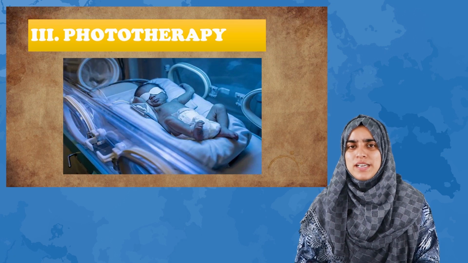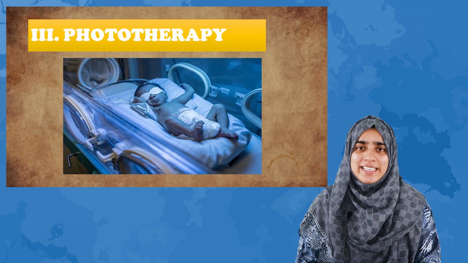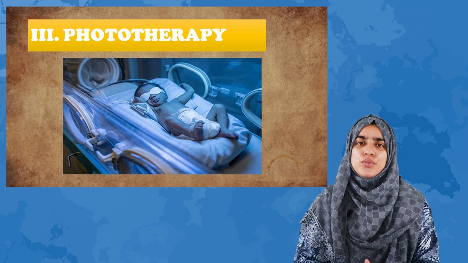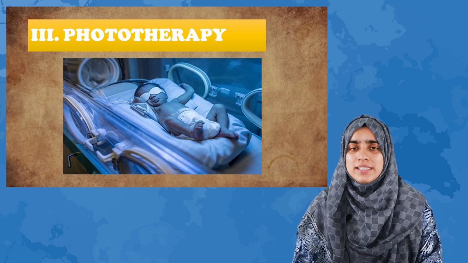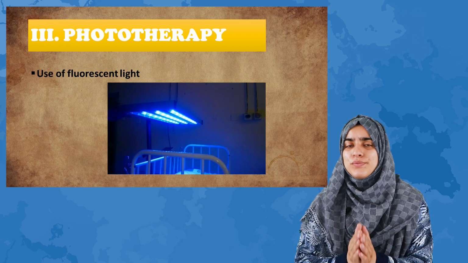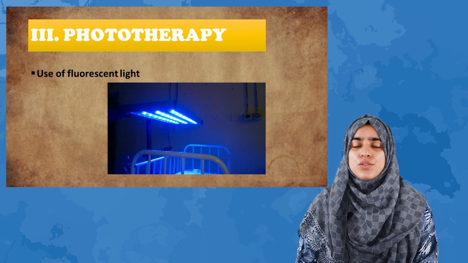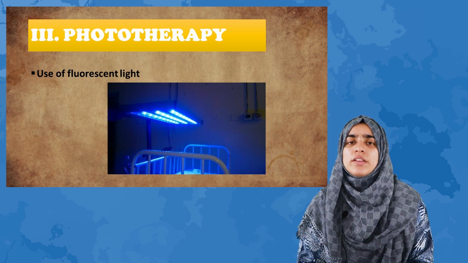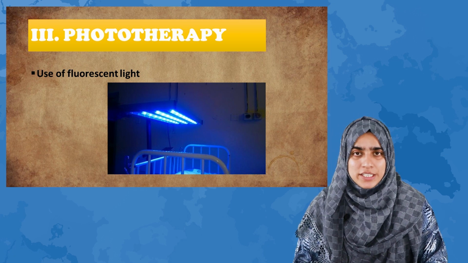Then the last part which comes under this management is the phototherapy. Yes, you heard it right, as you are already known to this condition, phototherapy is usually given to the infants with the jaundice. In this phototherapy, there is a use of some lights, that is the fluorescent lights, which are usually used for the conversion of the unconjugated bilirubin into the conjugated bilirubin.